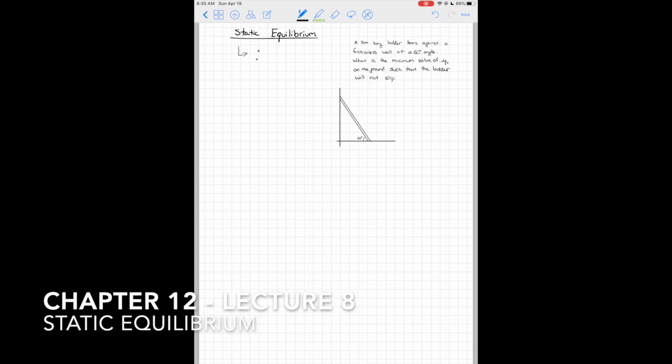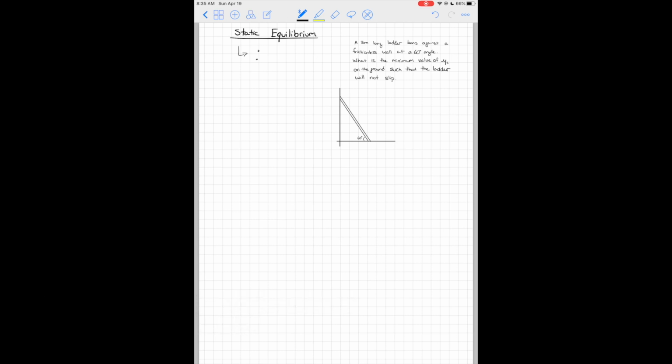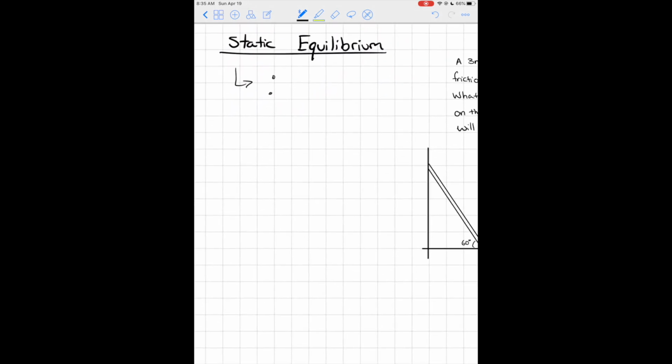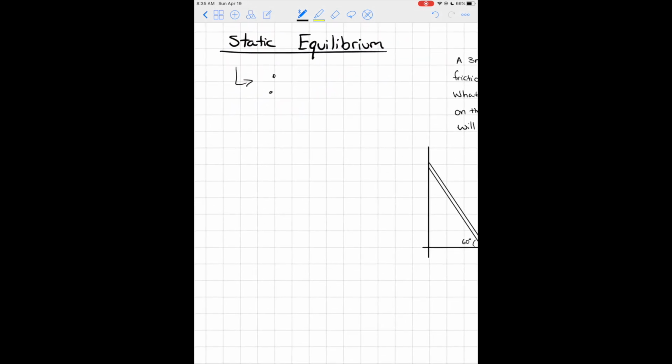Hey folks, we are back talking about a very specific situation called static equilibrium. I decided just to show a video of an example problem of this to really talk and dig into what static equilibrium is, and how to go about it. So static equilibrium requires two main constraints.